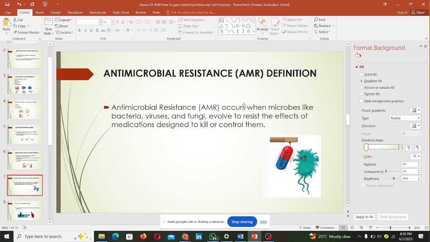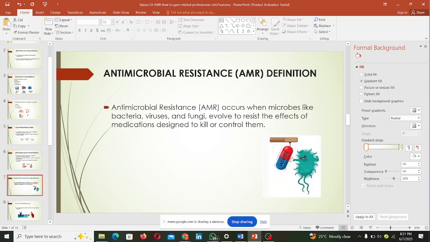Antimicrobial resistance occurs when microbes like bacteria, viruses, and fungi evolve to resist the effect of medications designed to kill or control them. And when we are talking about evolving, we mean growing, okay? We mean changing its shape, changing its form, against an antibiotic or an antimicrobial designed to kill it. So that's how you can define antimicrobial resistance even to a layman.